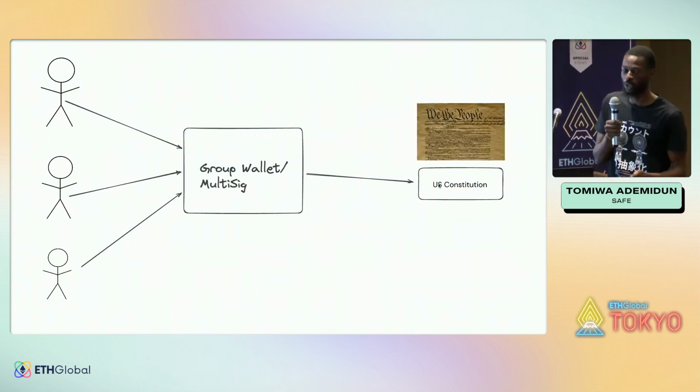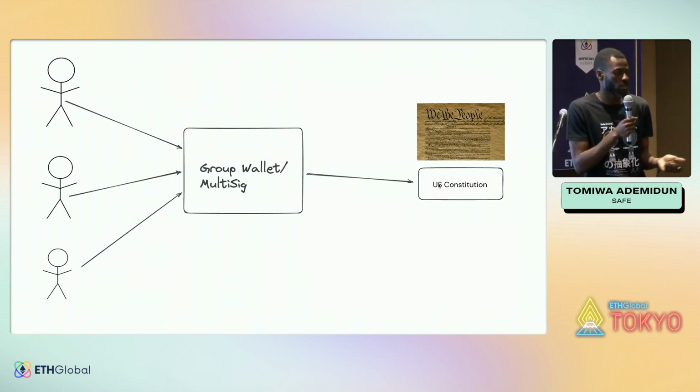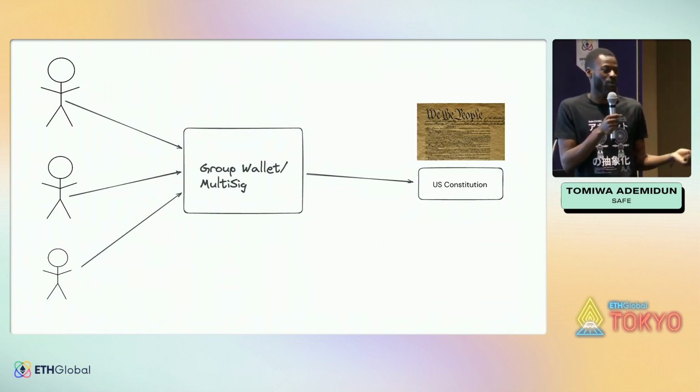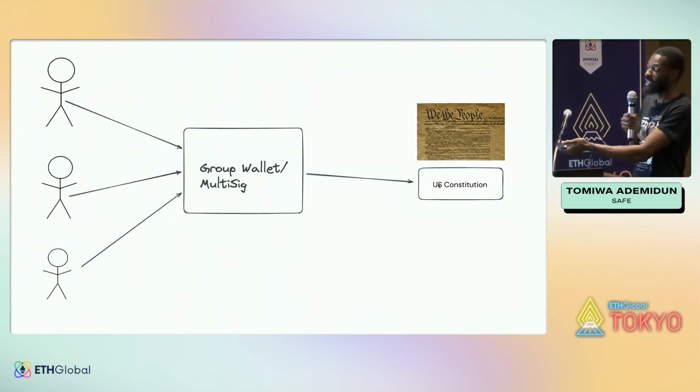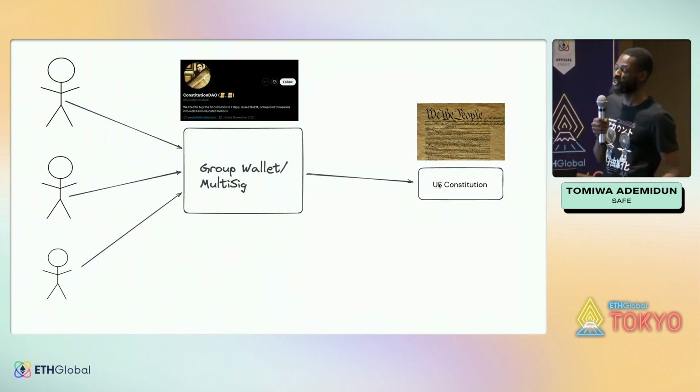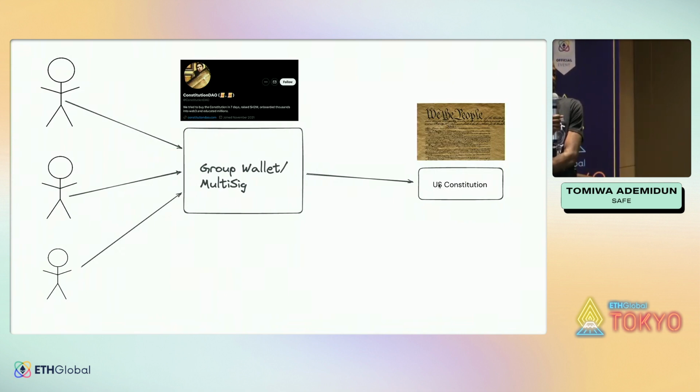So one example of this is you could do the same thing, instead of maybe using it to pay for a trip to Fuji, you buy the US Constitution. Sounds crazy, right? But a group of people used exactly the same concept for Constitution DAO. They raised $42 million in 7 days. That's $6 million a day.